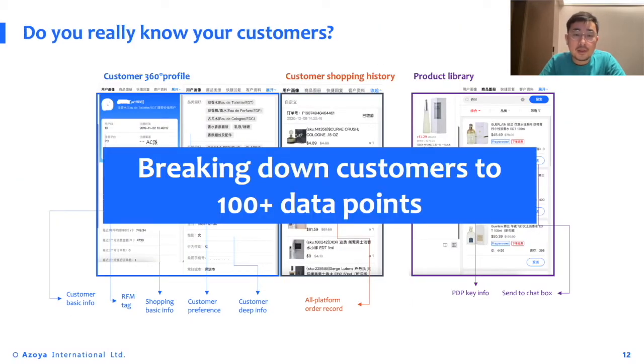To really understand your customers, engagement data alone is probably not enough anymore. At Azoya, we break customers down into over 100 data points, and we can learn about each customer's value to the brand, purchase behavior, categorical preferences, and historical purchases from the merchant. The data is also synchronized to the WeChat Work dashboard so that the team is better equipped when launching community campaigns.